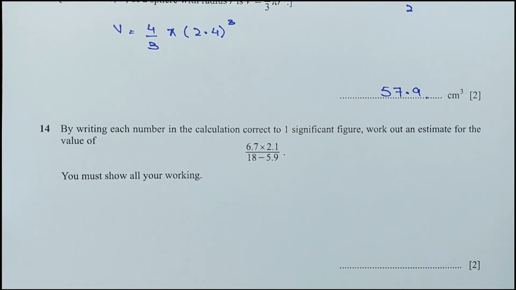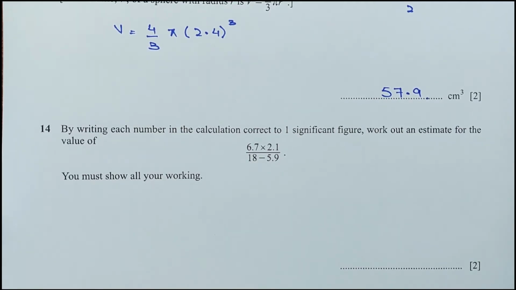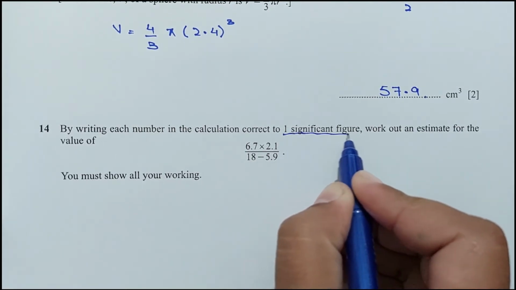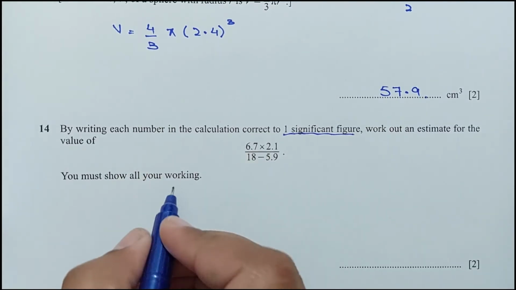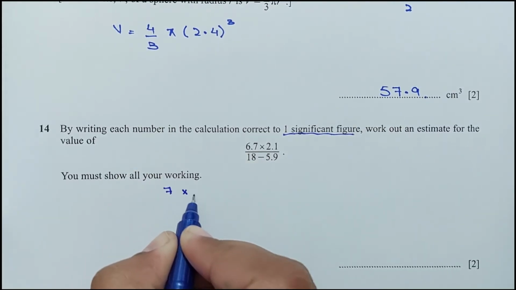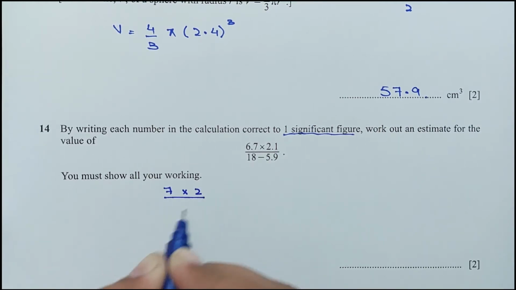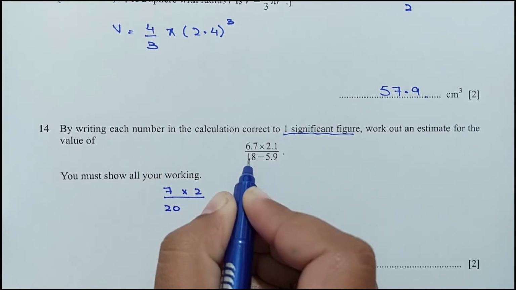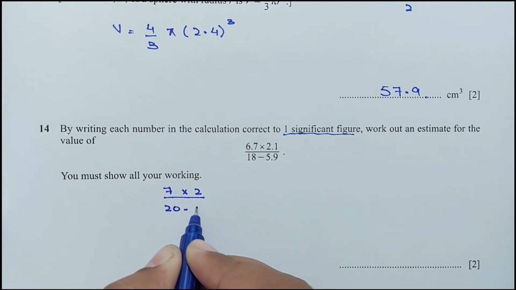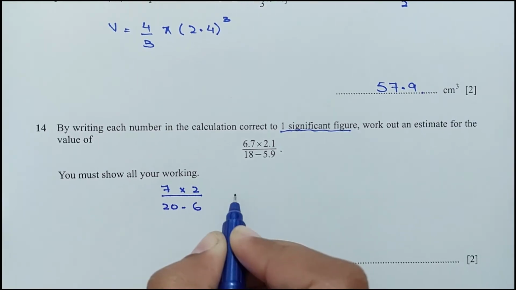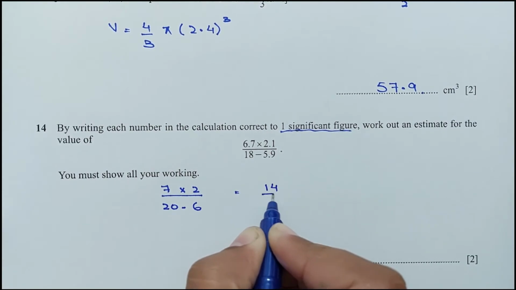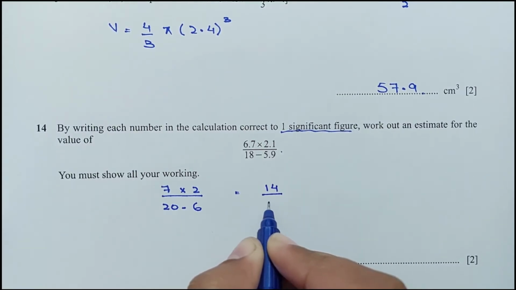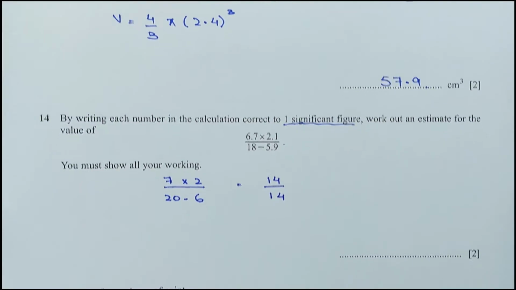Question number 14, by writing each number in the calculation correct to one significant figure, work out an estimate for the value of this. You must show all your working. So first we have to convert all of them to one significant figure. 6.7 turns to 7, 2.1 is just 2, 18 turns to 20, and 5.9 would be just 6. Okay, 7 times 2 is 14 over 20 take away 6 is 14, and 14 over 14 is just 1.